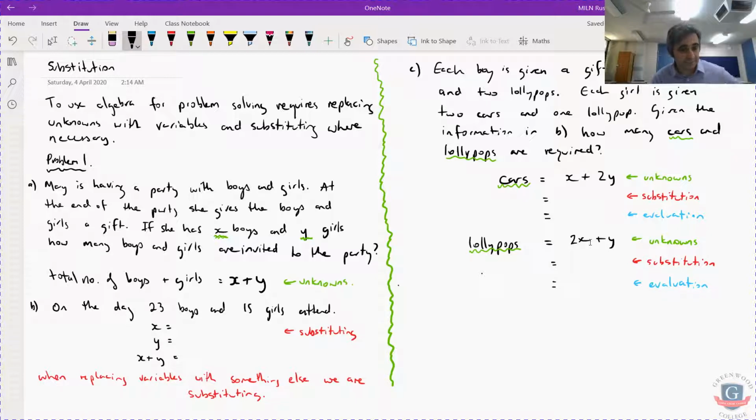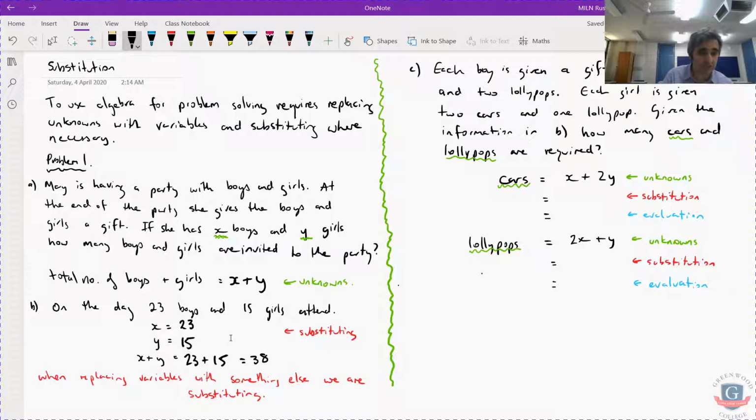Now, on the day, according to this, 23 boys and 15 girls attended. So X would be 23 and Y would be 15, because earlier we said there were X boys, so that's the number of boys, and we now know that the number of boys is 23, and Y girls, and we know the number of girls is 15, so Y would be 15. So X plus Y would be 23 plus 15. So that's the total number of boys and girls that are there, for a total of 38.